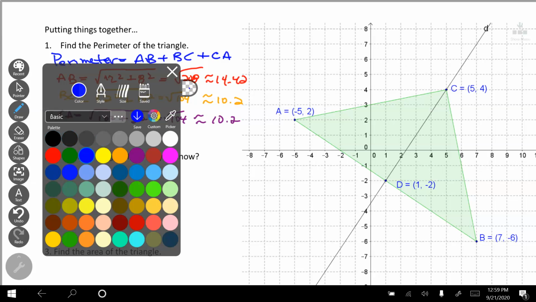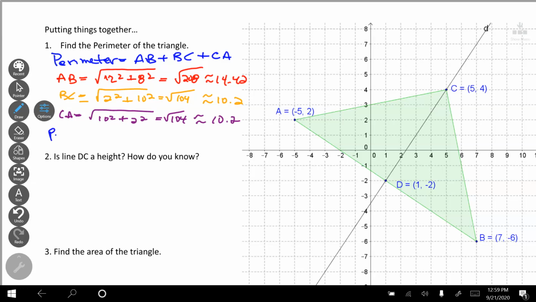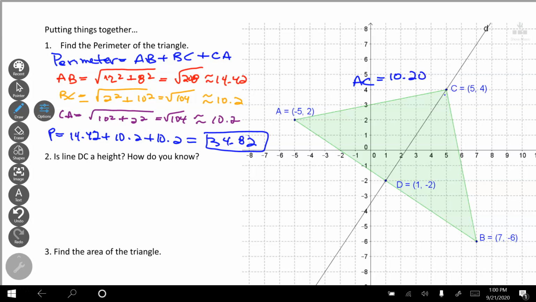So my perimeter, adding up all these sides, is going to be 14.42 plus 10.2 plus 10.2. I get a grand total of 34.82 is the perimeter. So how do I know that? Let's see, AC equals 10.20, BC equals 10.20, and AB equals 14.42.